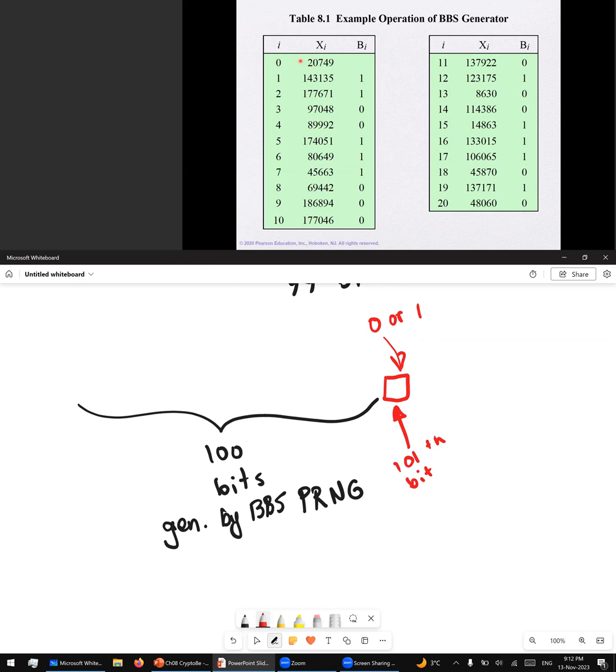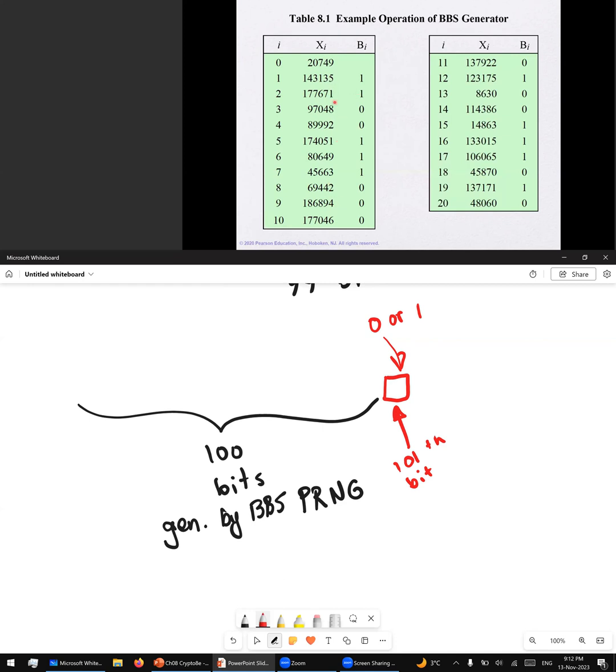So let's say my initial seed is 20,749. Although I don't know what the n value for this is. I think it's somewhere in the textbook, but I can look it up later on. It squares and then mod n, and then the output is going to be 143,135. The least significant bit of this is going to be a 1. It takes this value and then squares it again, and then mod n. Again, least significant bit is going to be 1. Square, mod n, get this value, least significant bit 0, and so on.